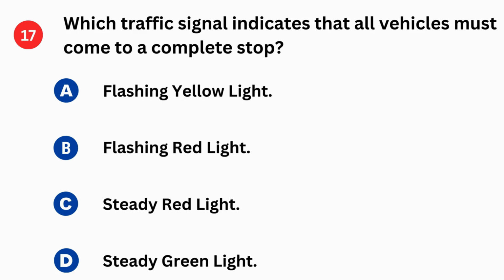Which traffic signal indicates that all vehicles must come to a complete stop? Options are A. Flashing yellow light. B. Flashing red light. C. Steady red light. D. Steady green light.